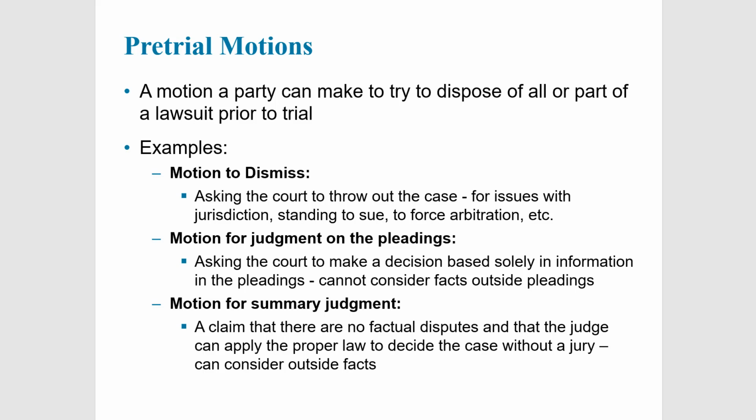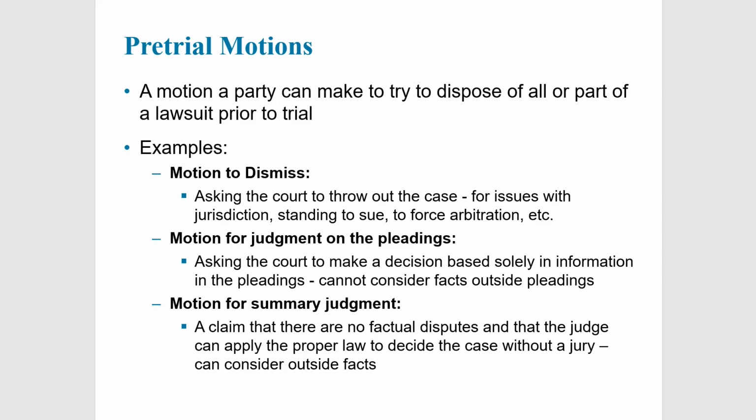There are a lot of different types of motions that can be made pretrial. I'll give you a couple of examples here. One is a motion to dismiss, where I'm basically just asking the court to throw this case out from the get-go. It could be that the court doesn't have jurisdiction over the person or over the property. It could be that the venue is just all wrong. It could be that the person suing doesn't have standing to sue. It could be that we're asking the court to enforce an arbitration agreement that's part of a contract. So there's lots of different reasons people could motion to dismiss. These are just some examples.